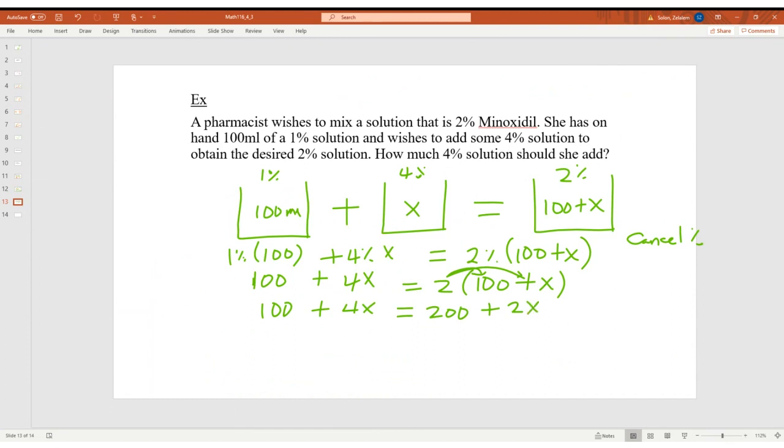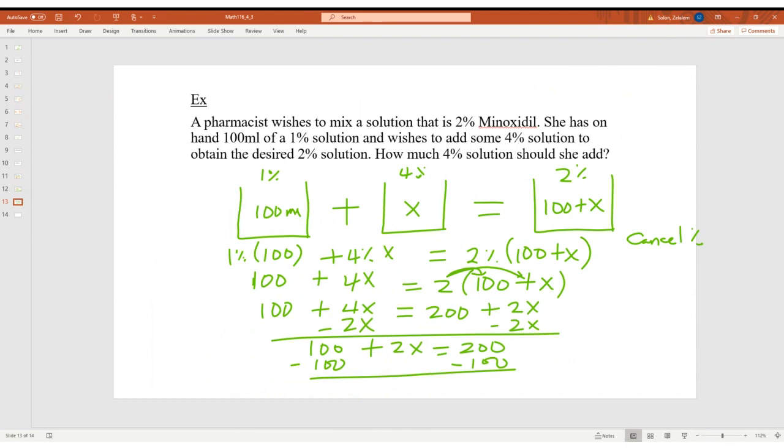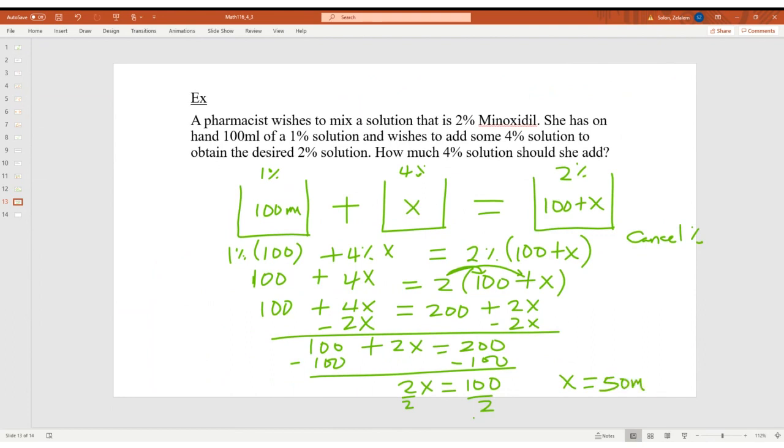So we solve this equation. I will move the 2x to the left first, minus 2x. So 100 plus 2x here, since 4 minus 2 is 2x, equals 200 minus 100. So this gives you 2x equals 100. So divide by 2. X is 100 divided by 2, which is 50 milliliters. So she needed 50 milliliters of 4% solution to mix 150 milliliters of 2% solution.